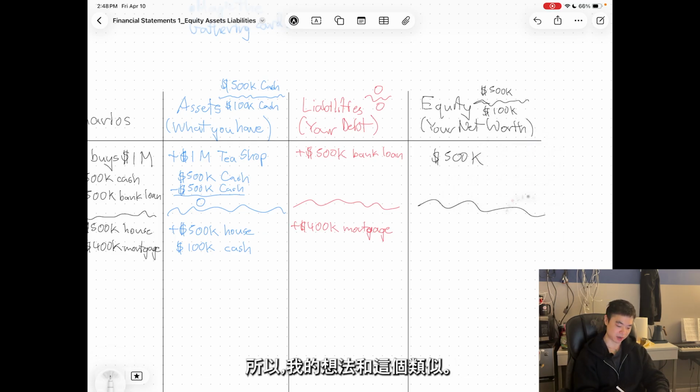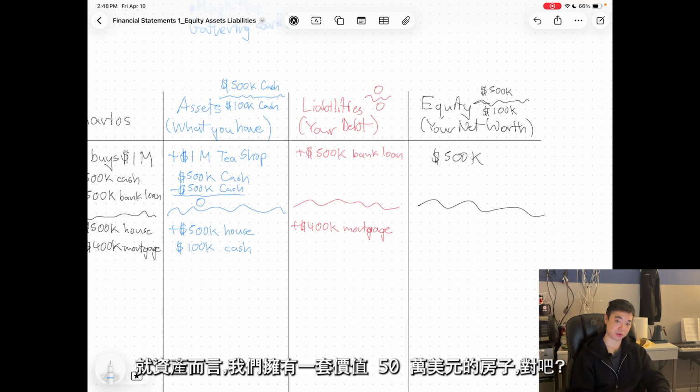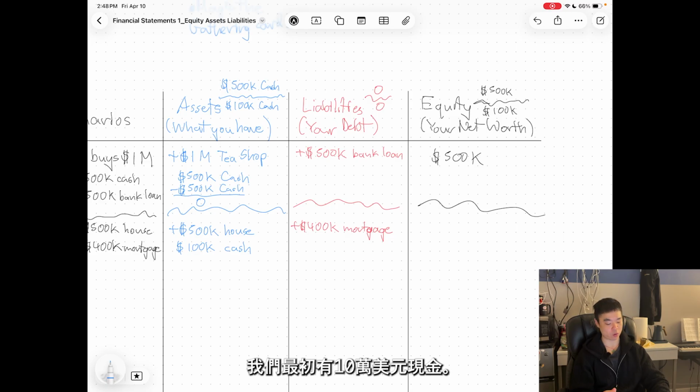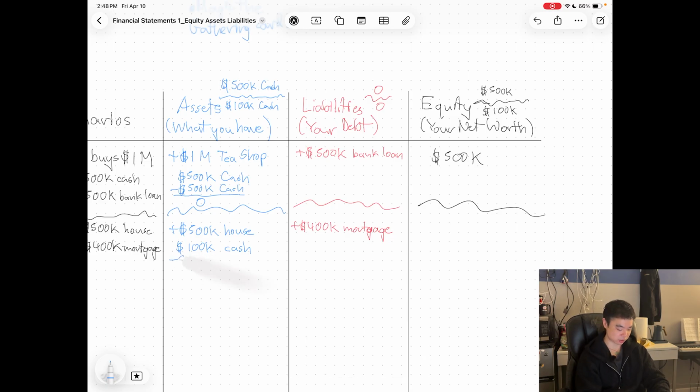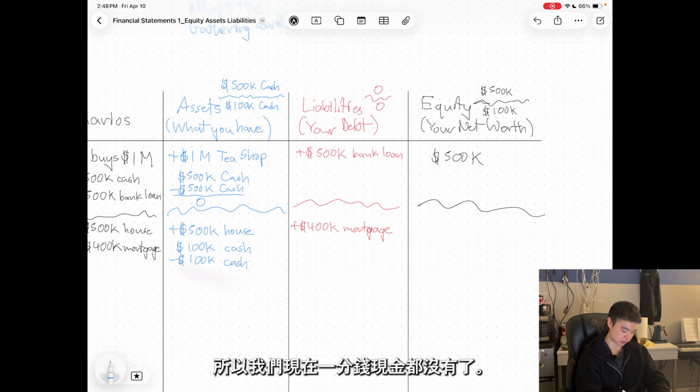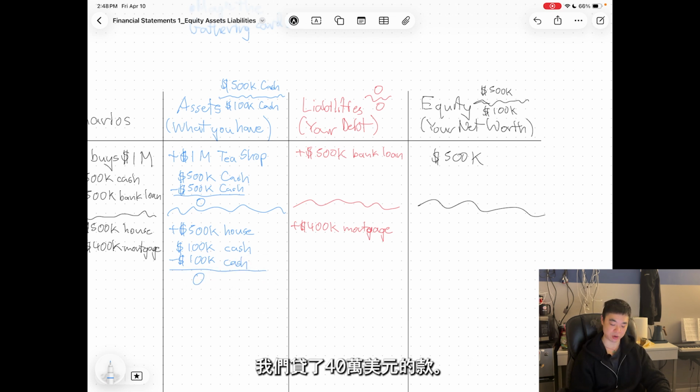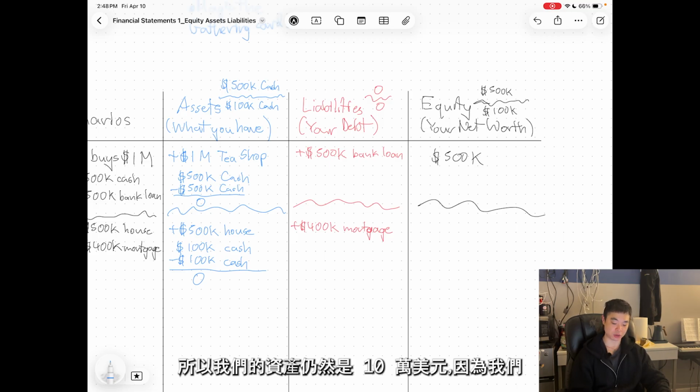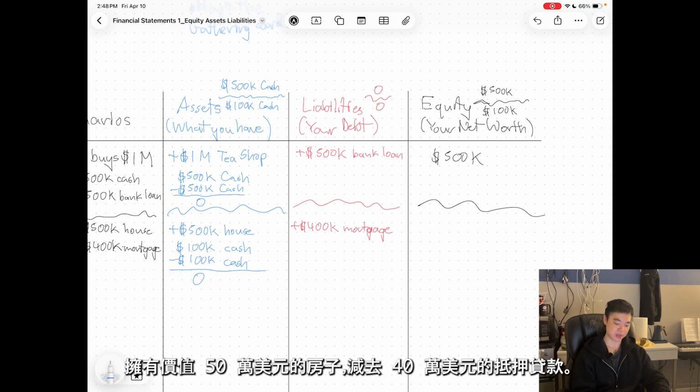So similar idea, I'm gonna roll through this. In terms of assets, we have a $500,000 house, right? And we originally had $100,000 in cash. We spent that $100,000, so now we have zero in cash. And we took out a $400,000 mortgage. So our assets are still $100,000 because it's our $500,000 house minus our $400,000 mortgage.